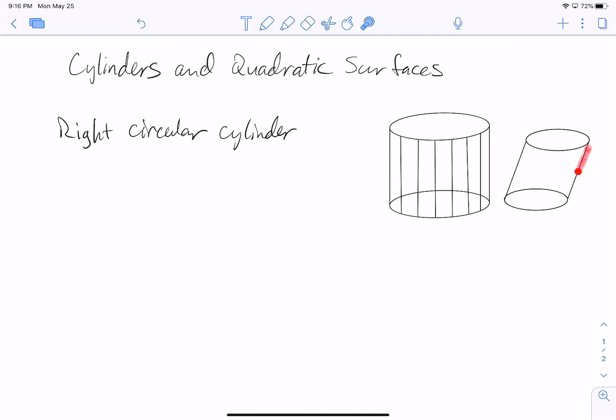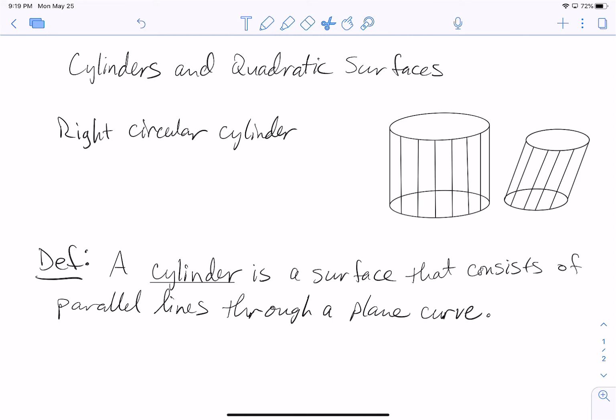In the case of the oblique cylinder, we still have lines that go through a circle and they still form the walls, but they don't meet the circle at a right angle. But we say right circular cylinder because there are other types of cylinders. And to help understand what is meant by that, let's look at a definition.